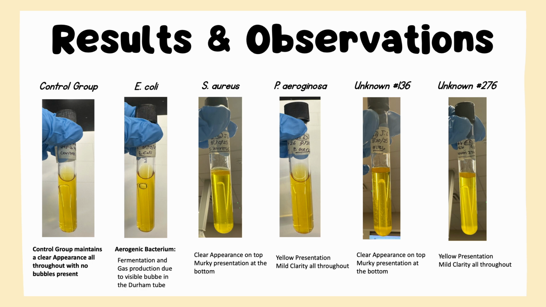For P. aeruginosa, we can see that there's a yellow presentation. However, we do have a mild clarity all throughout the tube. As for unknown 136, we can see that there is a clear appearance on top and a murky presentation at the bottom, which also indicates that there is the presence of bacterial growth. And lastly, for unknown 276, we can see that there is a yellow presentation with mild clarity all throughout.